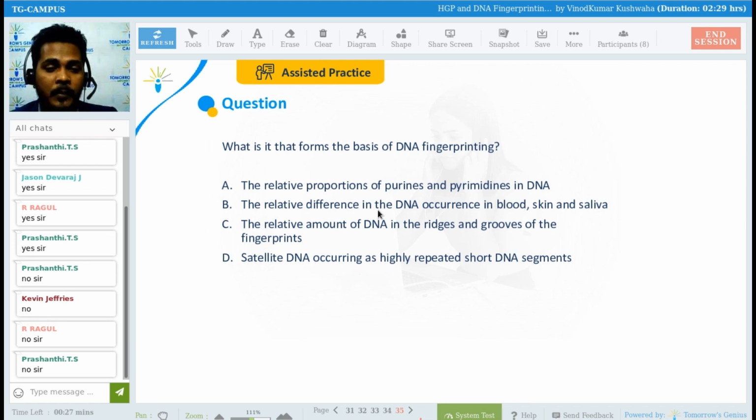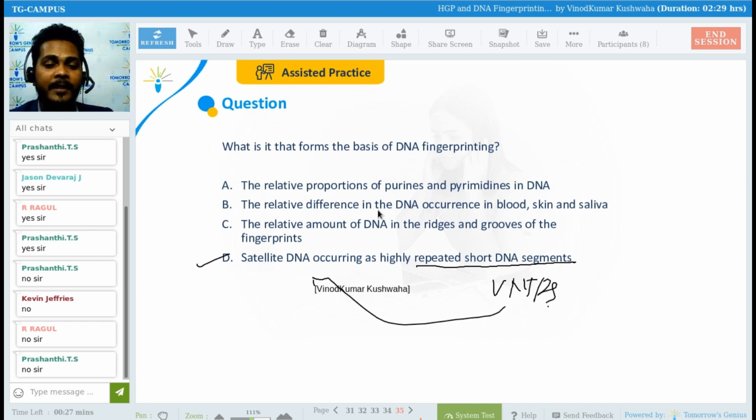The other one is satellite DNA occurring as a highly repetitive short DNA. Okay, yes, I will go with D. What about your answer? You can also respond. Only Sarjana responded. I have told you about the repeated short DNA segments or VNTRs that relate to satellite DNA, and it is in use in DNA fingerprinting. So DNA fingerprinting is based on the satellite DNA, that is VNTRs.